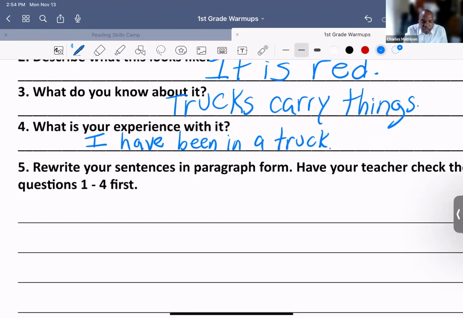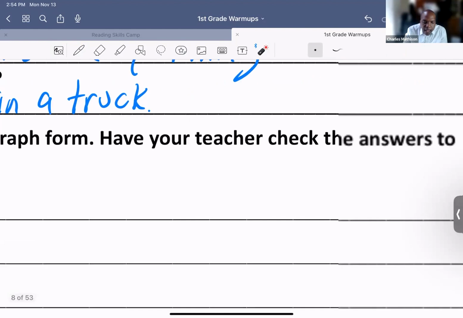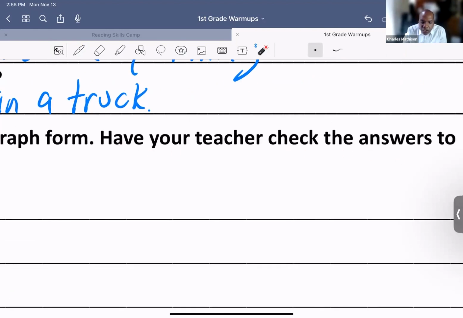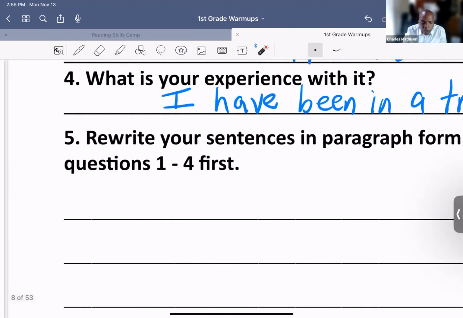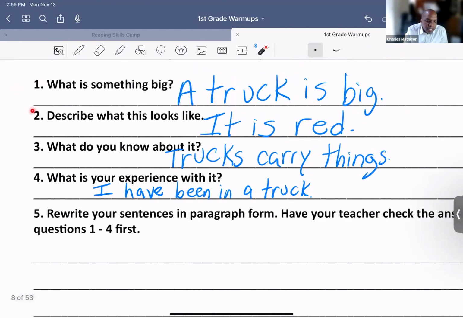And now it says rewrite your sentences in paragraph form. Have your teacher check the answers to questions 1 to 4 first. So that means have the teacher read sentence 1, 2, 3, 4 to make sure you have your periods, you have your capital letters, because all sentences have to be written with a capital letter. The first letter has to be a capital letter. All right. So now I'm going to put all of these sentences together to make a paragraph. A paragraph is a group of sentences.